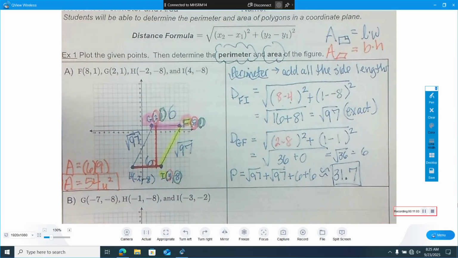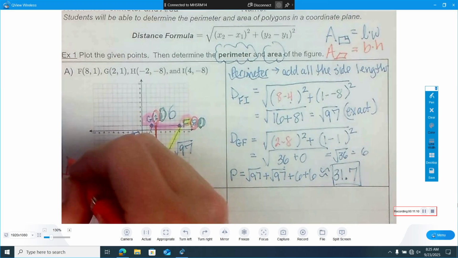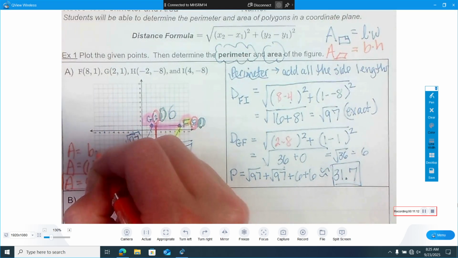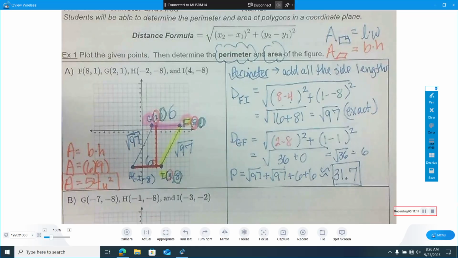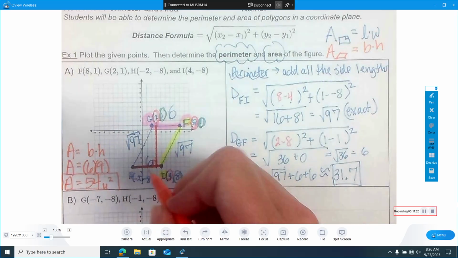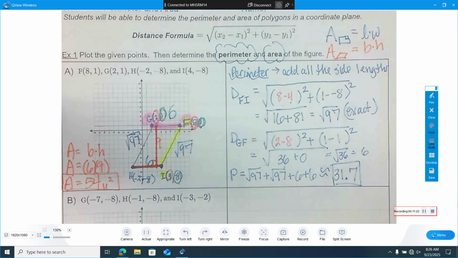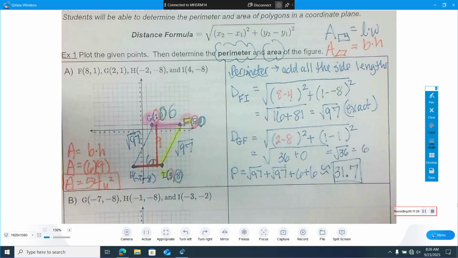I'm not sure how many questions are going to ask you for area, but that's it. Area of the parallelogram is just base times height. And again, drawing on that picture, I put it here for a reason. 6 times 9, base times height, okay? Questions on number 1?